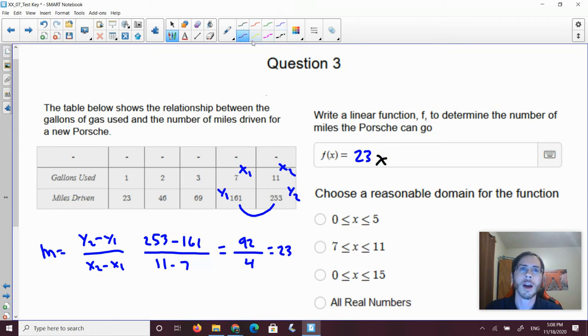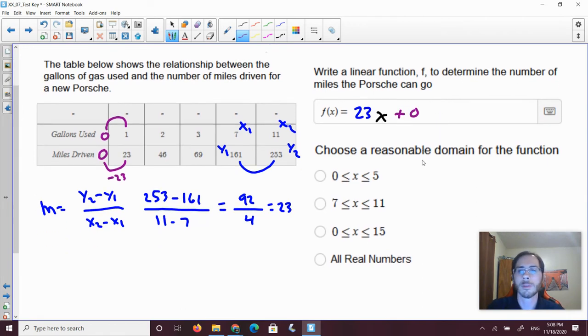Now we also need the y-intercept. So to get the y-intercept, I need to go back to 0. So if I go back to 0, then I'd be subtracting 23. So 23 minus 23 is 0. So I know the y-intercept is 0. And we could actually find that y-intercept a couple of different ways.